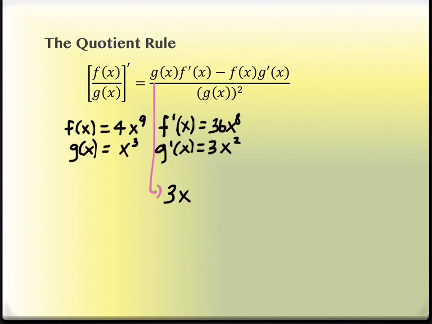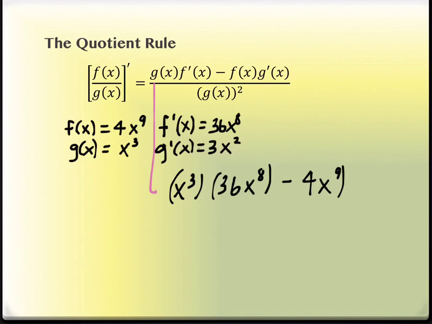I'm sorry. Let me get my stuff all in order. g of x, not g prime of x, to start with. So x cubed times f prime of x, that's the 36x to the 8th. Minus f of x, which is 4x to the 9th, times g prime of x, which was 3x squared. And this is supposed to be all over g of x, which was x cubed, squared.